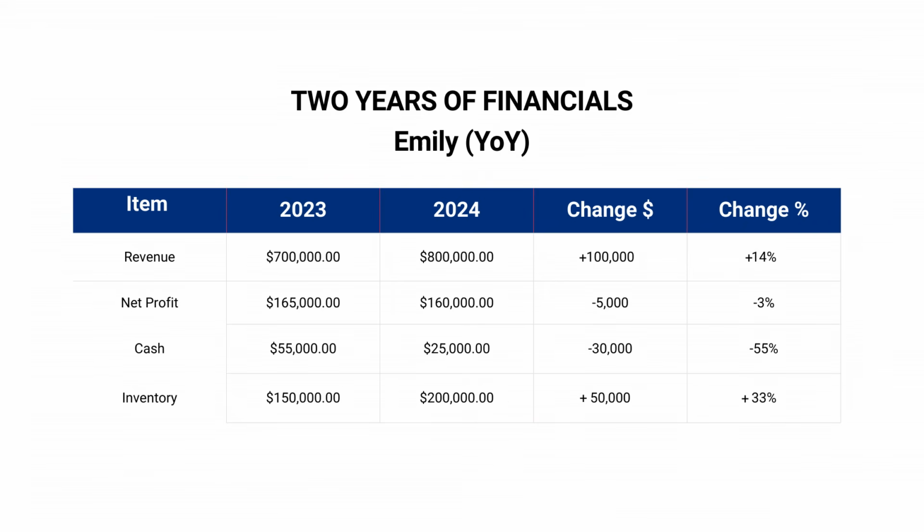And it turns out that the inventory also ballooned by 33%, tying up all the liquidity, tying up all the cash into inventory. So she's essentially spending a lot of money on buying the inventory, and the inventory is not turning over. Emily is literally growing broke. Sales are up, but cash is down. Without year-over-year comparison, she would think that she was really doing just fine.